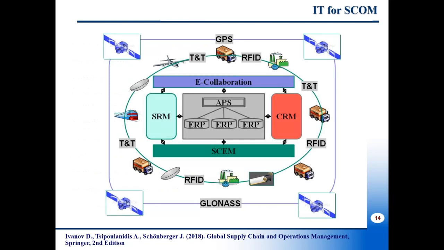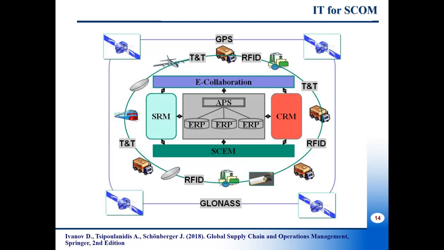Okay, in front of us is a connection or network of IT systems for SCOM. All of these blocks are represented in the previous slides. What is SRM? That is Supplier Relationship Management. CRM, that is Customer Relationship Management. SCEM, Supply Chain Execution Management, and e-collaboration. And all of these IT systems are capable of enhancing or optimizing the operations in the supply chains and operations.